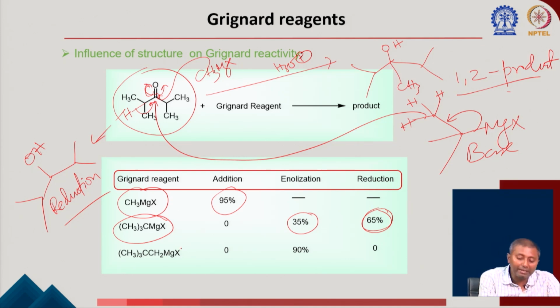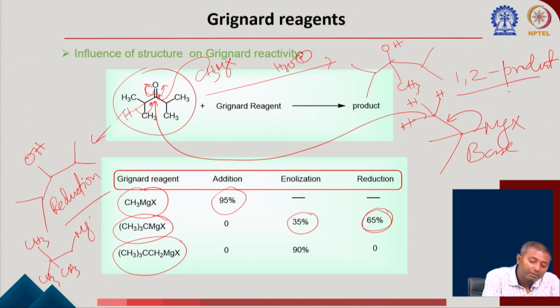Now if you use a Grignard reagent, let's write the structure of this one. So you can think about this is the structure: you have CH3, CH3, CH3, then CH2, then MgX. If you think about this Grignard reagent, what is the importance of it? There is no proton here. We replace it, there are 3 CH3 groups here.